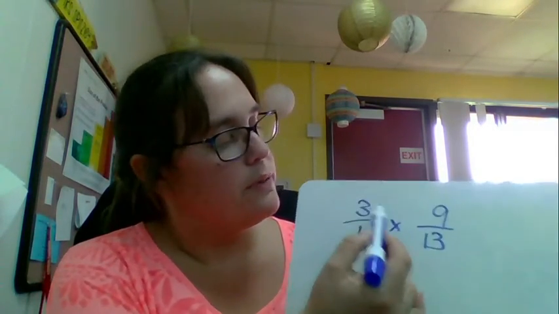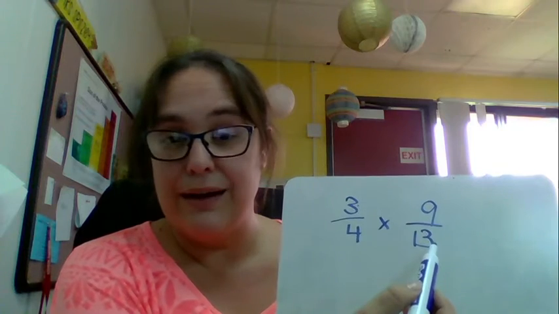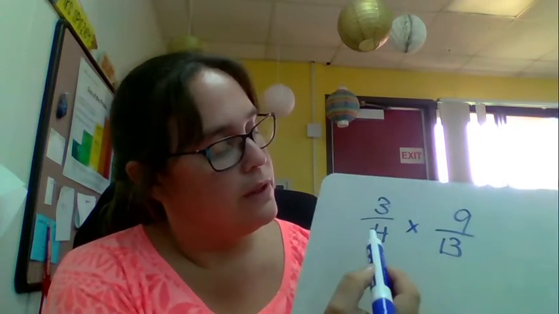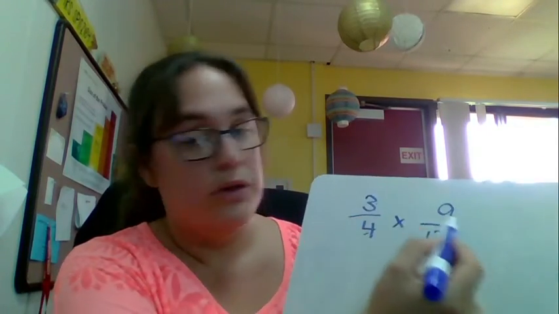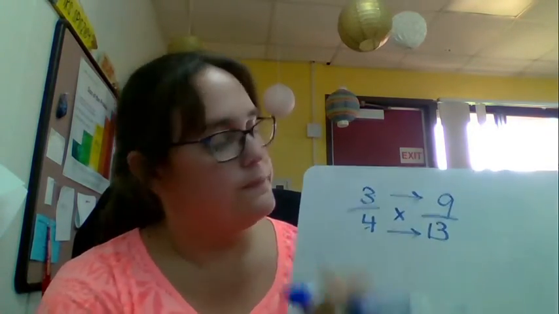Follow your 3 across the multiplication chart. Do 3 and 13 have anything in common? No. Follow your 4 across the multiplication chart. Do you ever see 9? No. So you cannot reduce. Go ahead and multiply straight across the top, straight across the bottom.